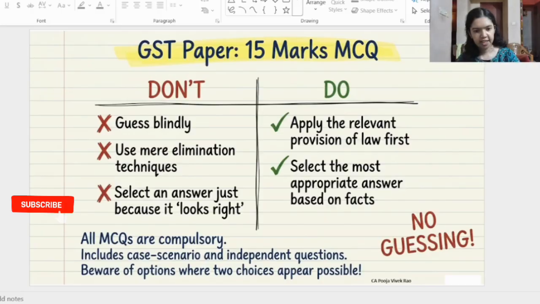The session highlights that all MCQs are compulsory and there are some important rules for attempting the MCQs. Don't guess the answers. Don't blindly use elimination techniques. Don't select the answer simply because it looks right. Apply the relevant provisions of the law and then only select the most appropriate answer. This is particularly important because the question may give you options where two choices initially appear possible, but one is the most appropriate based on the facts and the applicable provision. So remember the provisions and try to correlate with the provision and then only answer the MCQ.